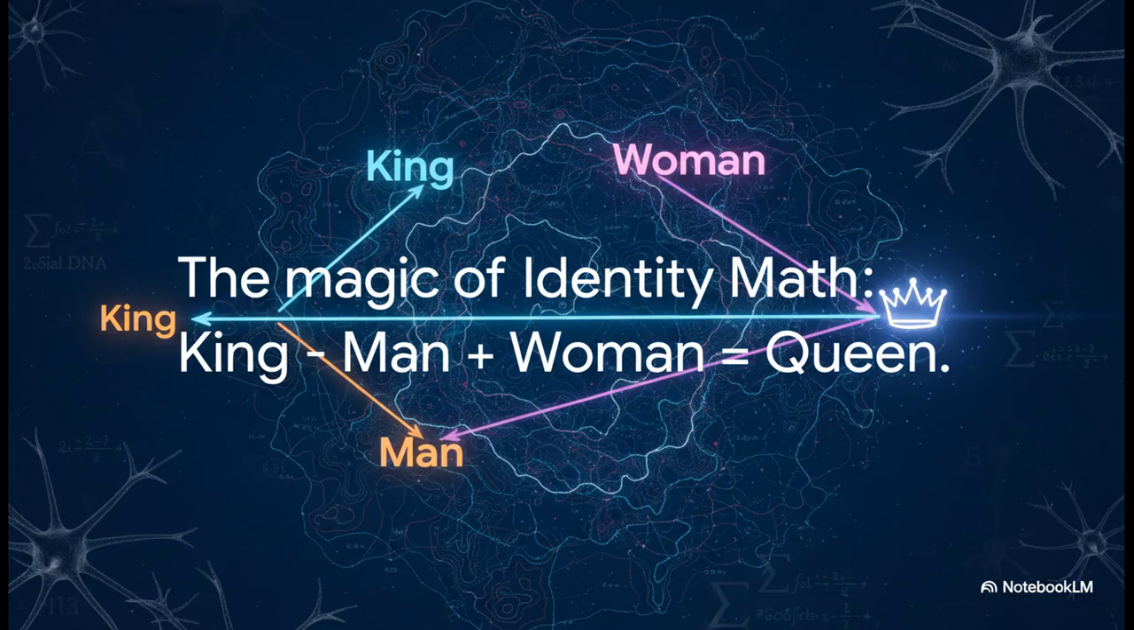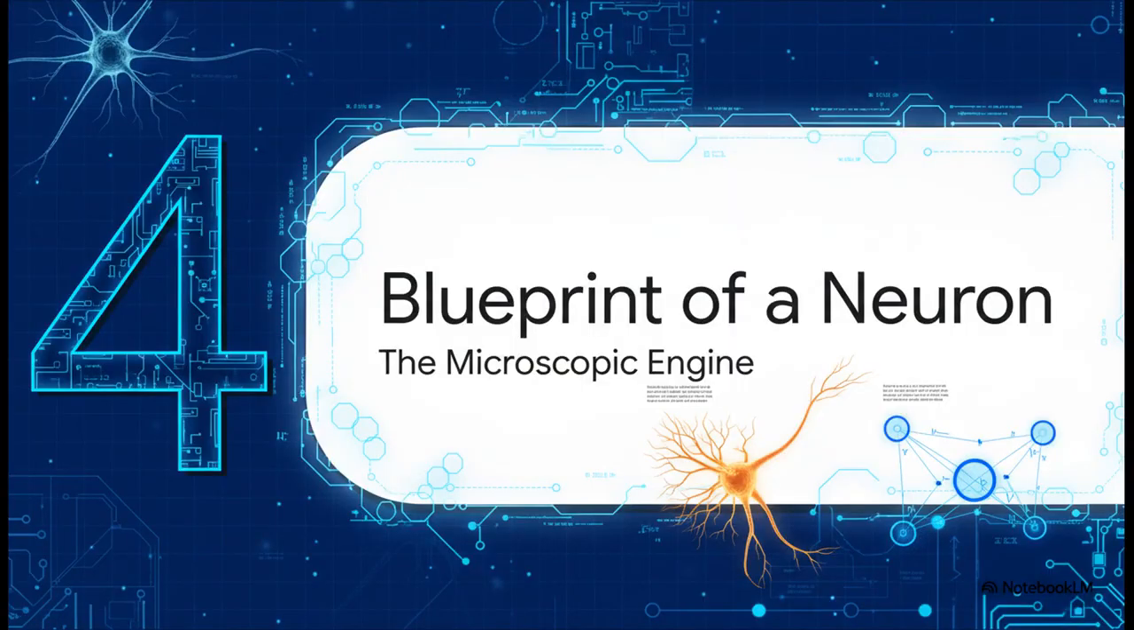If you take the vector for king, you subtract the vector for man, and then you add the vector for woman, where do you end up? Exactly at the vector for queen. This is what people call identity math, and it's how an AI starts to grasp the complex relationships that define our world.